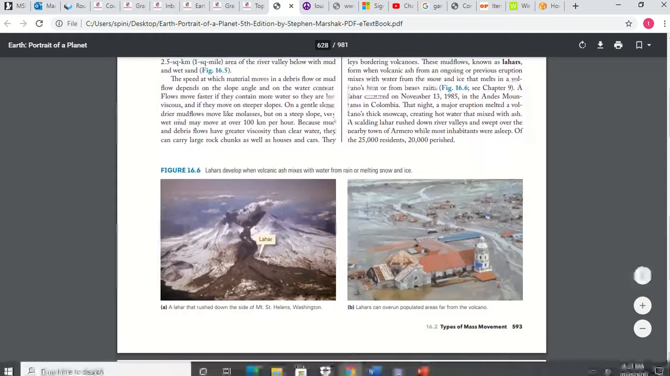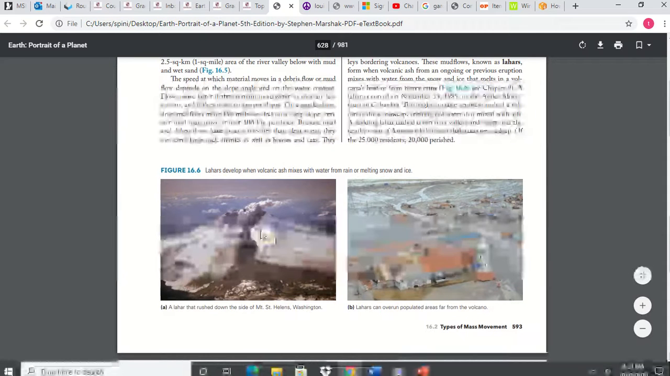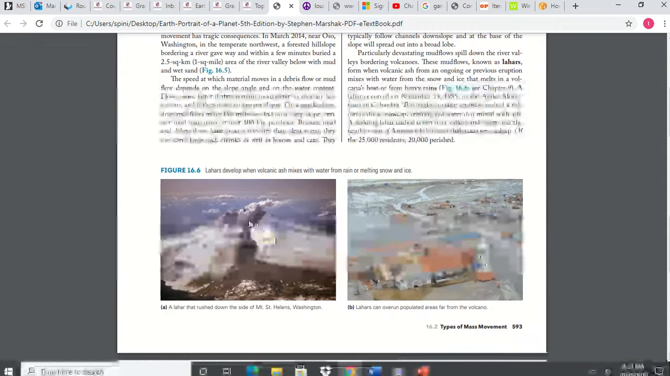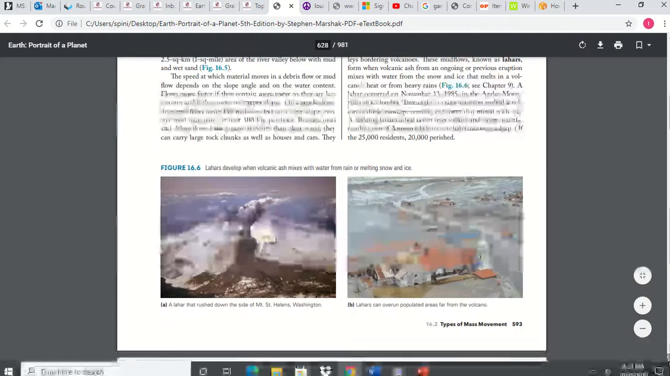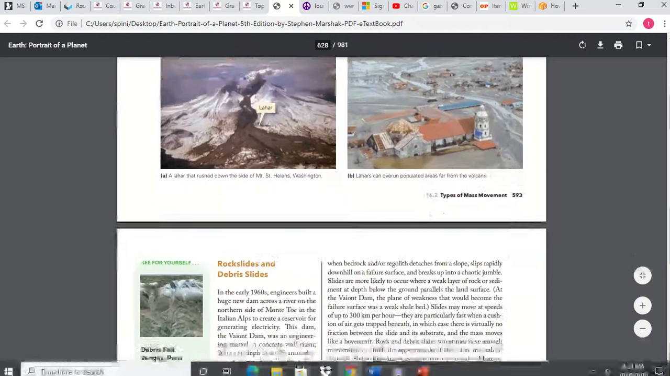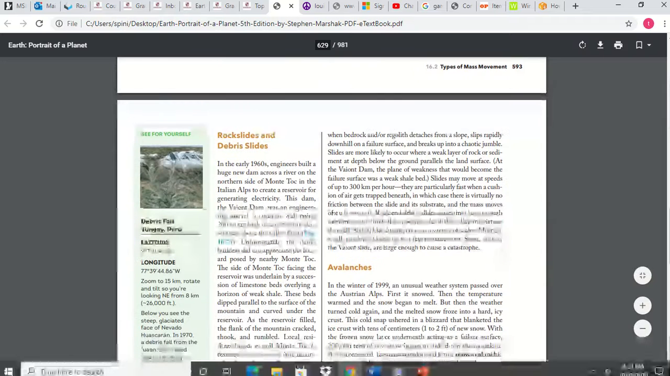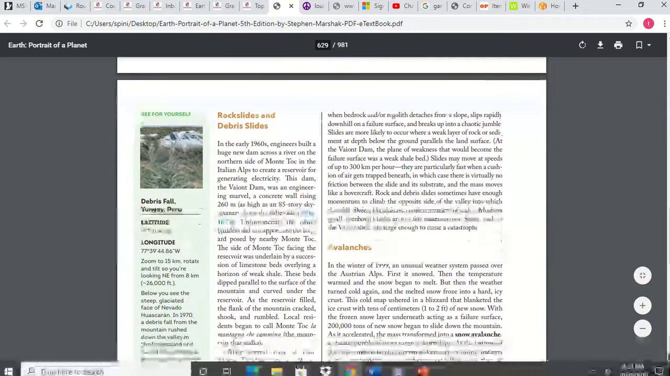But here we can see one of these lahars, where here's the volcano, and you can still see the snow on it. When it erupted, all that snow melted, all that water mixed with the ash, and it comes flowing down and can bury cities and people and towns and roads and all kinds of things. So it's a pretty nasty thing if you live near a volcano.